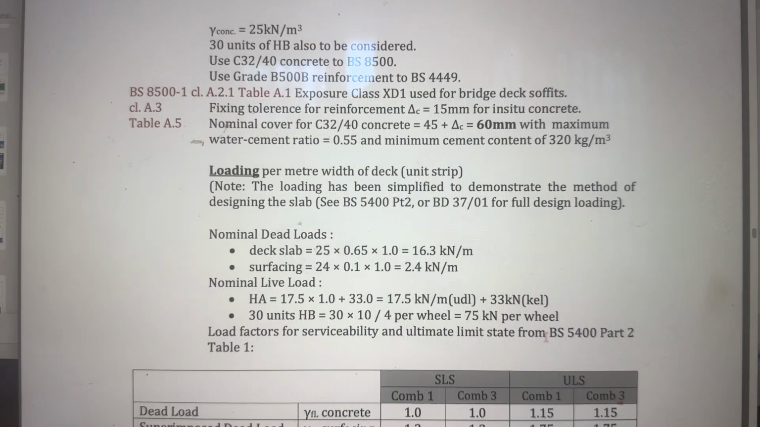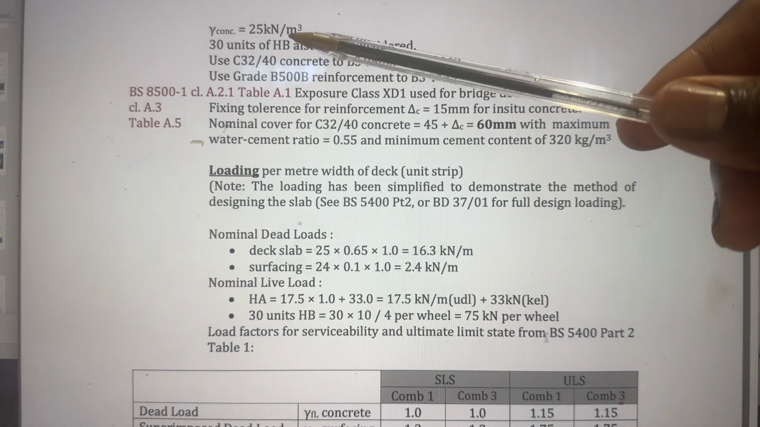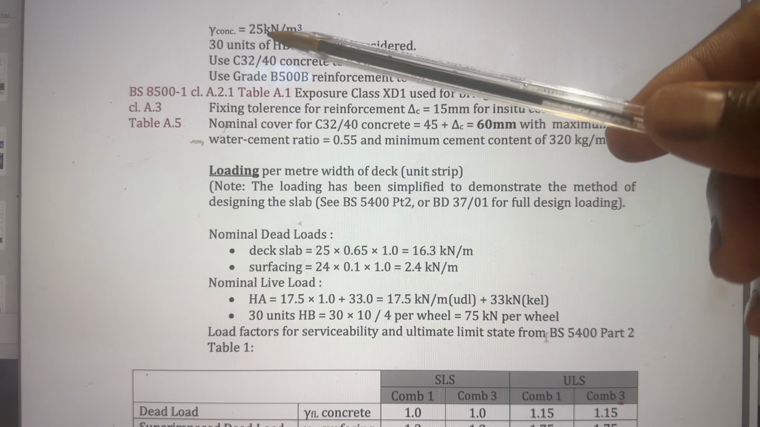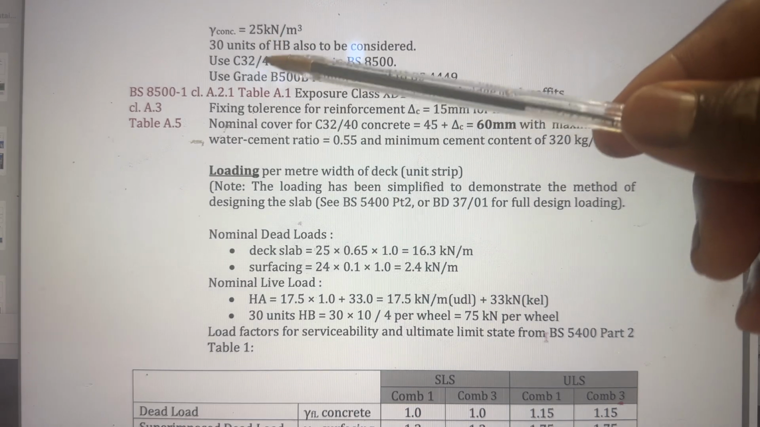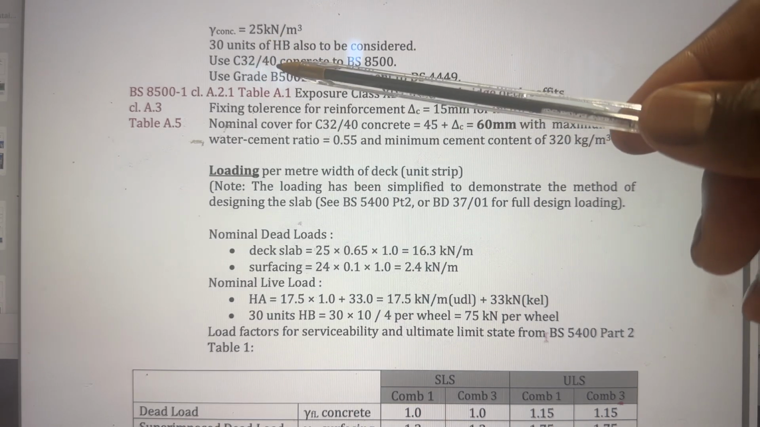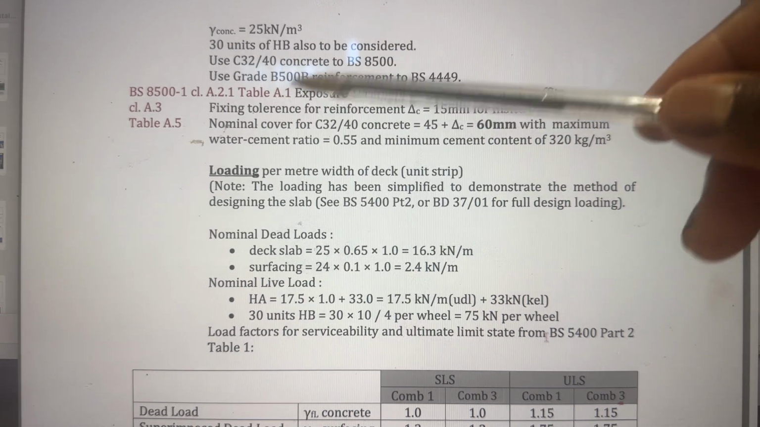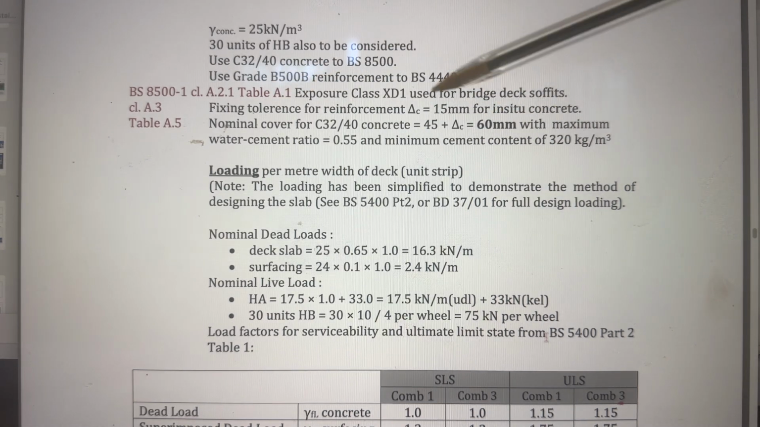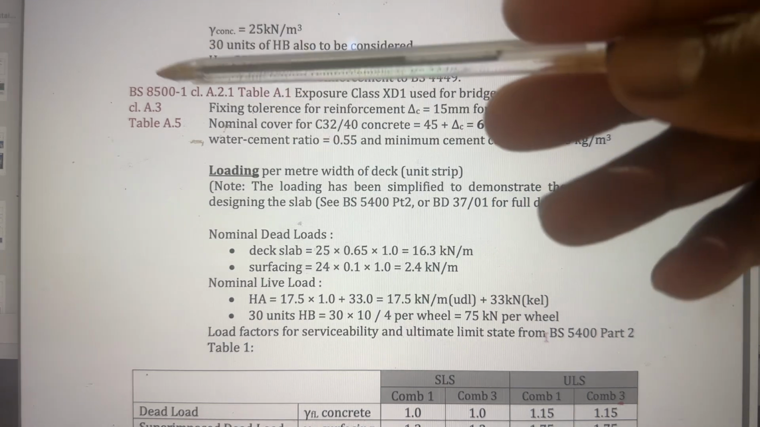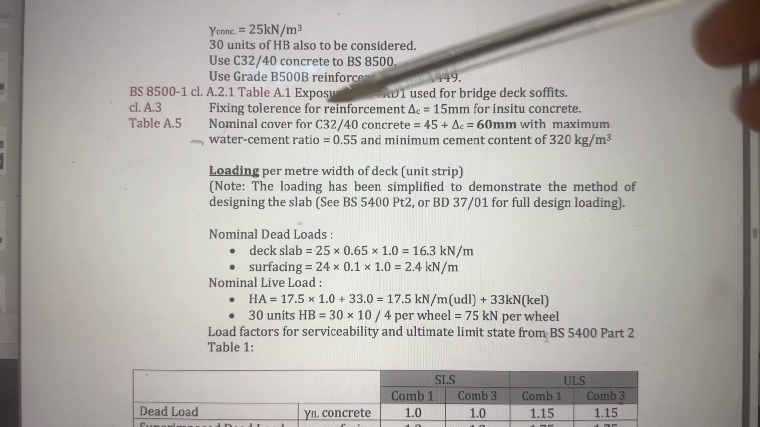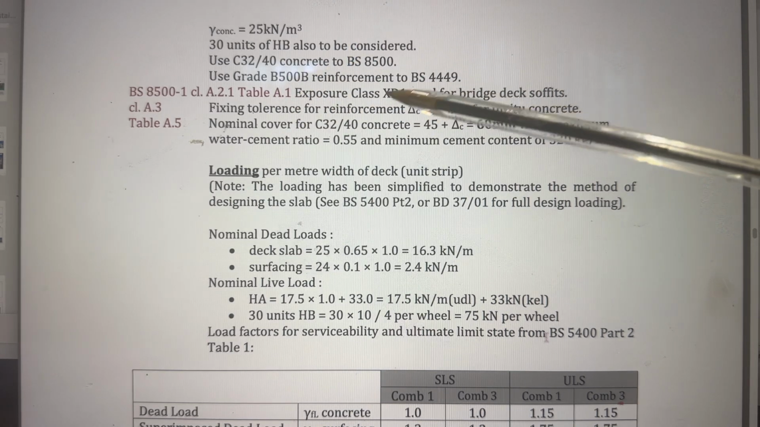You're also given various other data provided: the weight of the concrete, and the unit HB to be considered, based on British Standard BS 8500. The class of the concrete is C32/40 concrete to BS 8500. Also, the reinforcement is based on BS 4449. From BS 8500, you're also given data to include the class of the exposure, which is XD1.